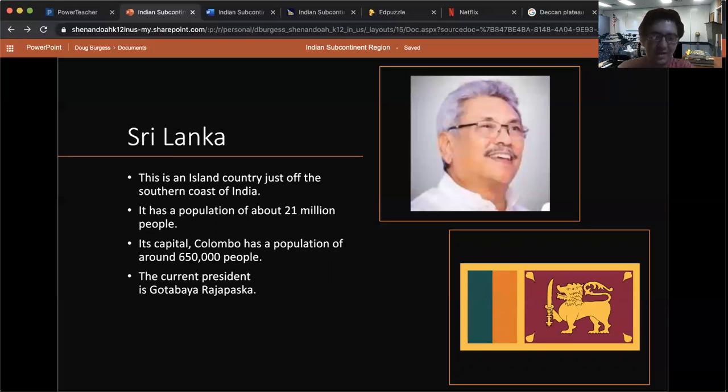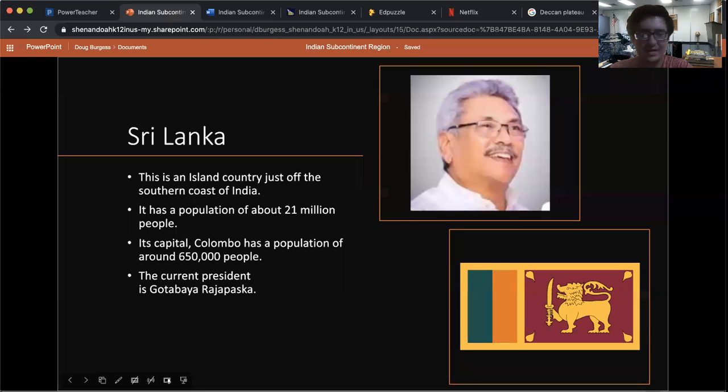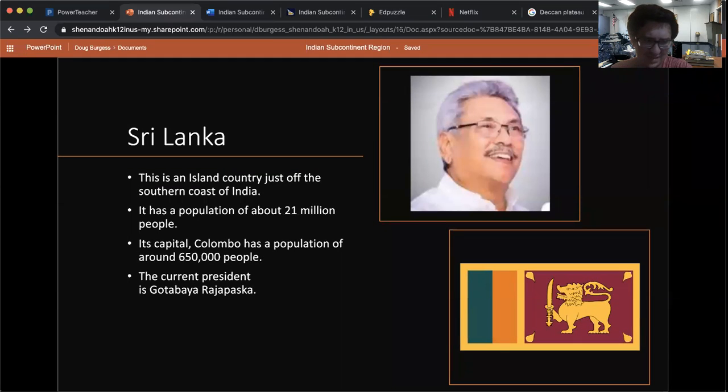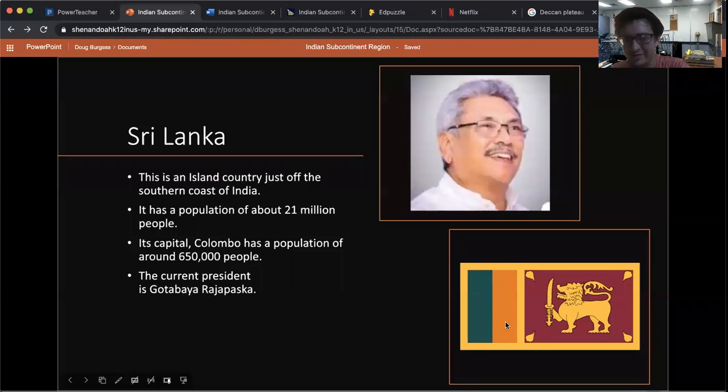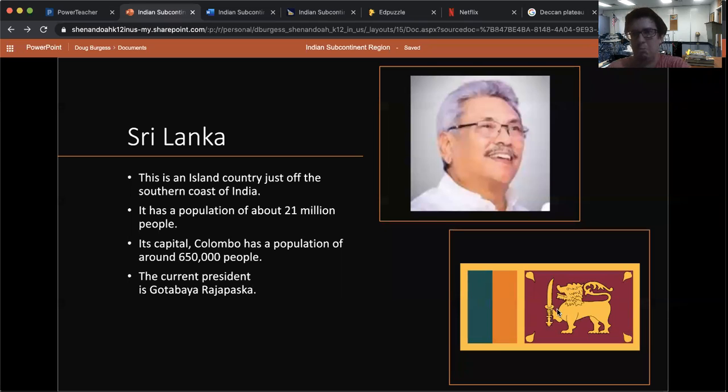And then last but not least, we have our island friend Sri Lanka down here. It's an island country just off the coast of southern India. It has a population of about 21 million people. Its capital, Colombo, has a population of about 650,000 people. And the current president is this gentleman here, Gotabaya Rajapaksa. This is also one of my personal favorite flags. It's a lion, I think, holding a sword. Seems kind of cool.